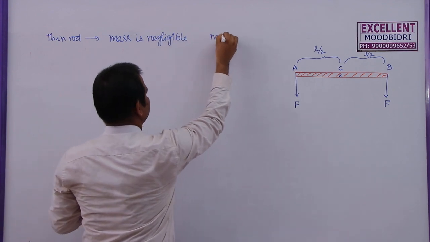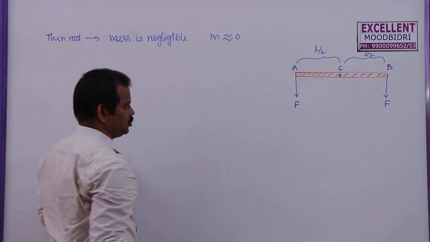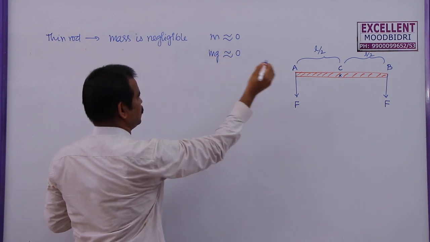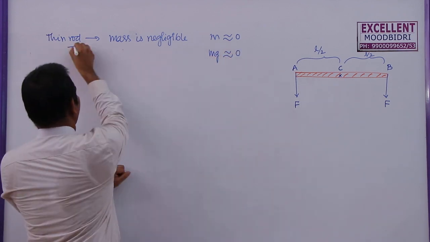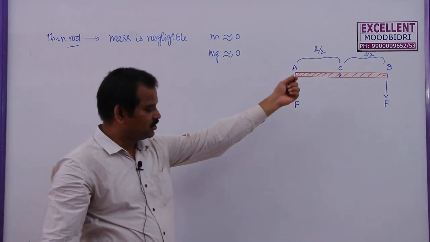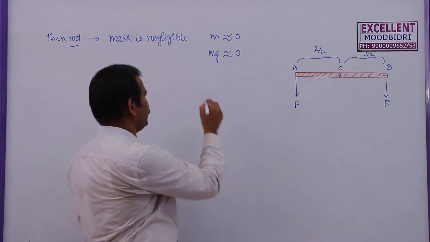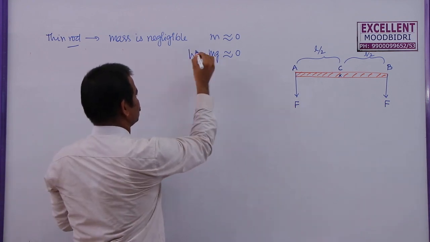When the mass is negligible, that means nearly equal to 0. So we can say the weight of this rod is also negligible. So for this rod, the weight is negligible. Generally, weight acts vertically downwards. Here, I am not showing weight, as weight is 0 in this case.